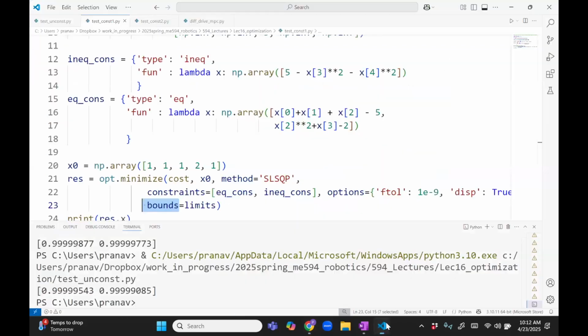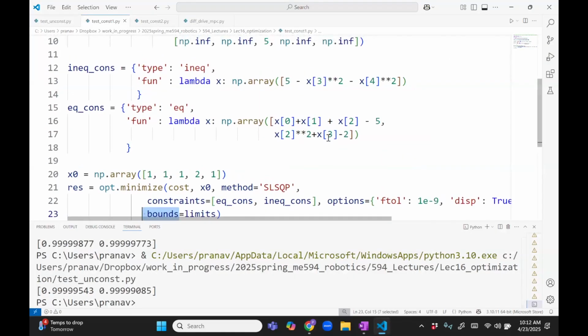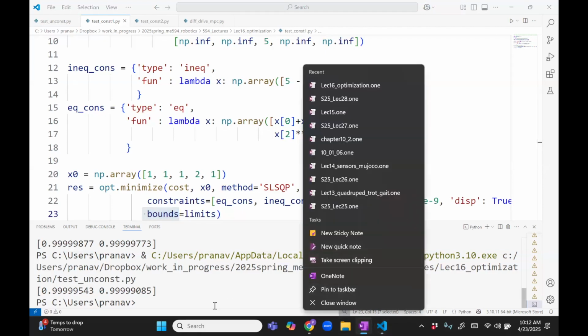So if you look at my code, look at how I specified this inequality constraint. I specified 5 minus, I remember 3 is actually 2, so 3 is actually 4, and 4 is actually 5 because indexing starts from 0. So this is saying 5 minus x4 square minus x5 square is greater than 0, right?